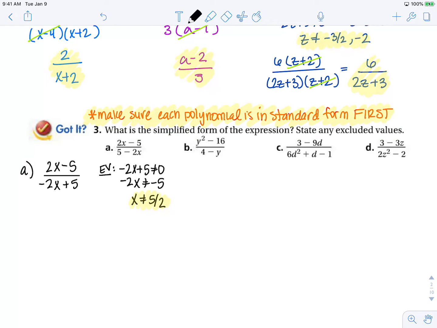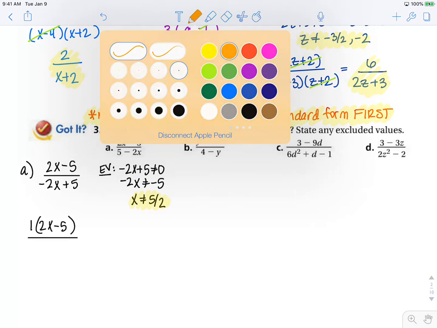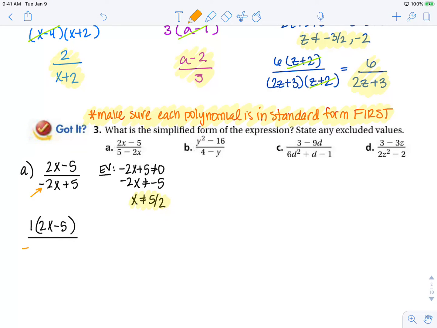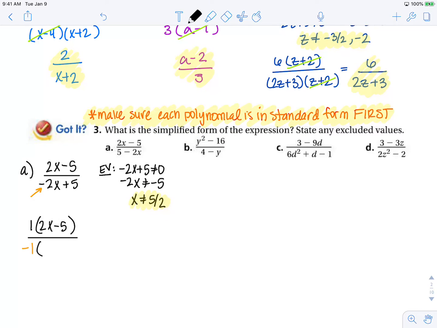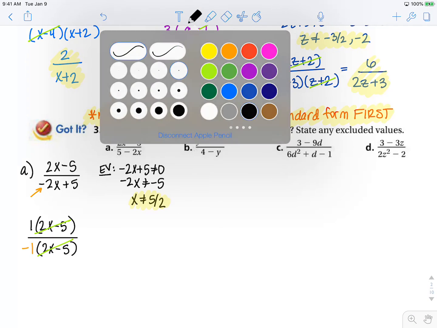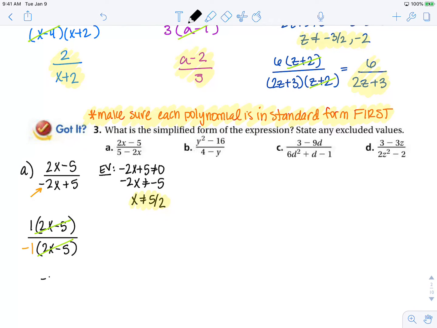So now my numerator, I can't factor anything out. If you want to look at it, we have a 1 as a GCF. And now remember, when you have a negative leading coefficient, your GCF should be negative. And so I have a negative 1 I can factor out of that denominator, and that leaves 2x minus 5. Now those common binomials can cancel out, and I'm left with 1 divided by negative 1, which is negative 1. So writing in standard form is important.